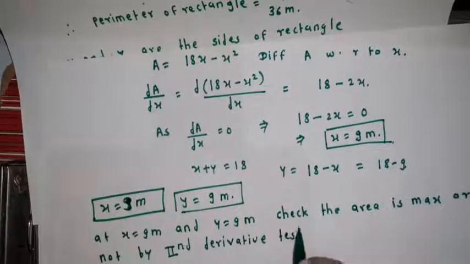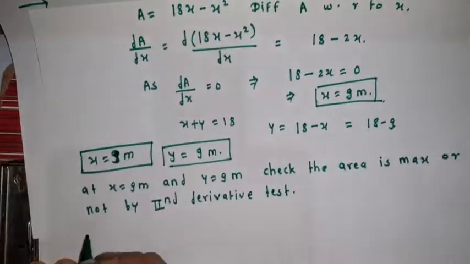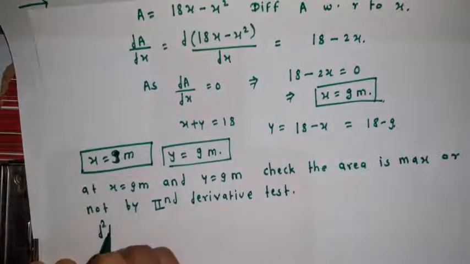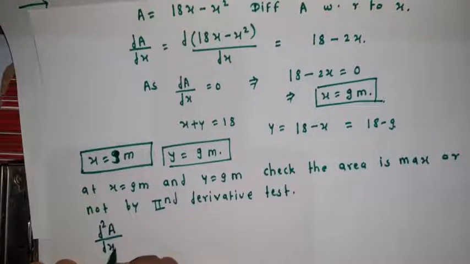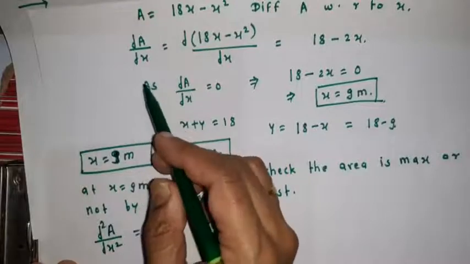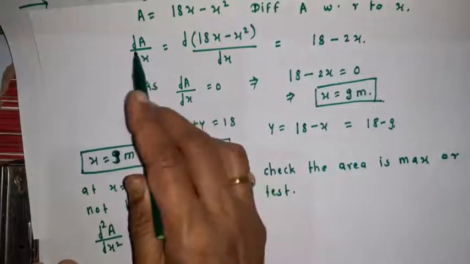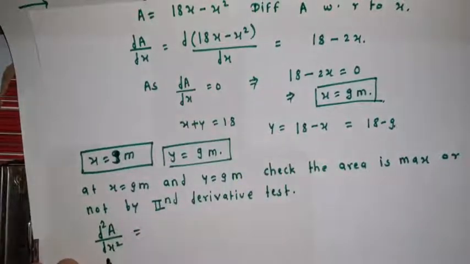And what is our second derivative test? Our second derivative test is d²A/dx², which means differentiation of dA/dx with respect to x, we will get d²A/dx².